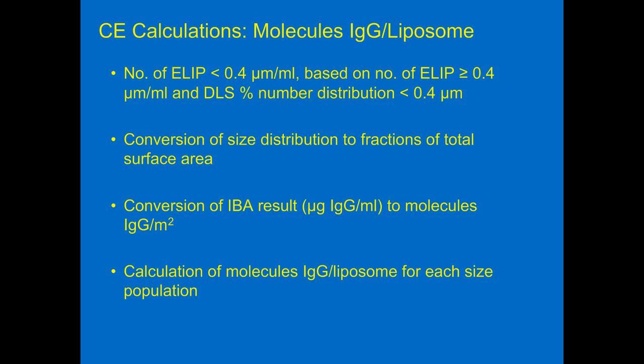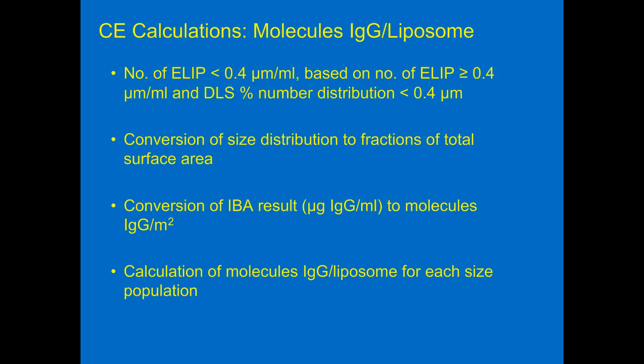And then it makes it very easy. Then we can convert the immunoblot result to molecules of IgG per square meter, and then it's very simple to convert that to the number of IgG molecules per liposome average. So it's the average number of molecules of IgG per liposome for each population.